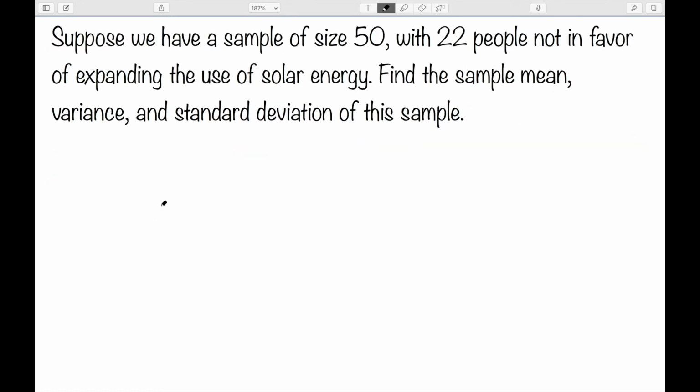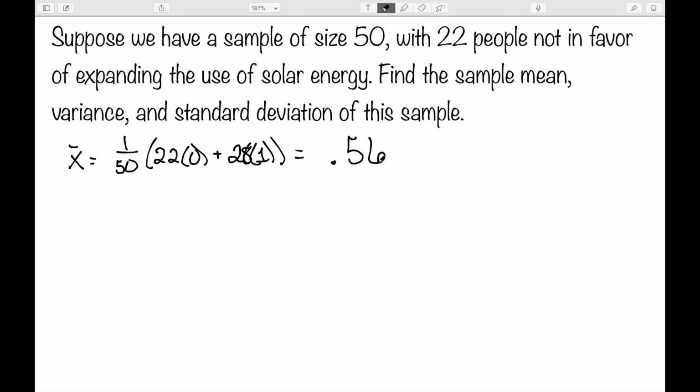Let's suppose we have a sample of size 50. We have 22 people not in favor of expanding the use of solar energy. I want to find the sample mean, variance, and standard deviation of this sample. So let's start with the mean. We know we have 50 people. 22 are not in favor, which means that 28 are in favor. So if I work this out, I get that the mean is 0.56.